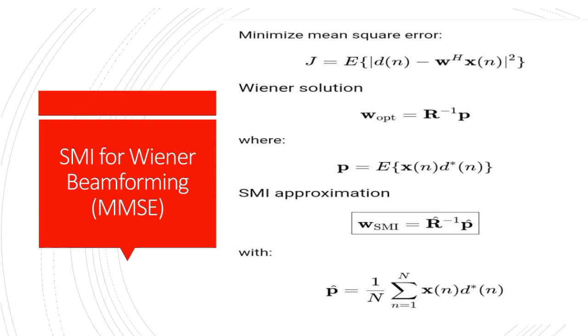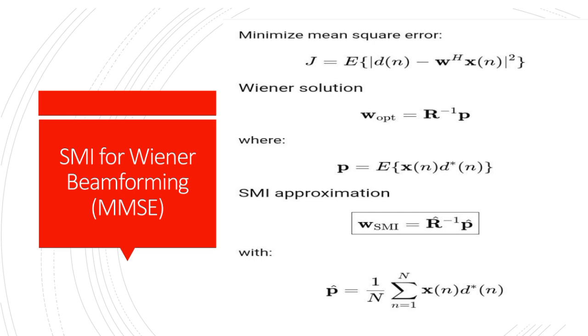Now see here, sample matrix inversion for Wiener beamforming. Here you first need to find the minimized mean square error. For that, the J function is calculated from the desired signal minus W Hermitian times X of n, and you take the modulus and square of that function. The Wiener solution is the inverse of the covariance matrix multiplied by P, where P is the expectation of x of n times d conjugate of n. So you approximate it as R inverse into P.